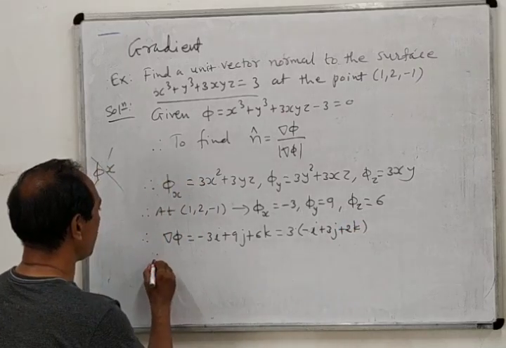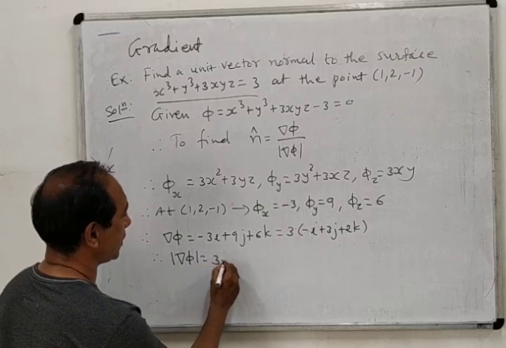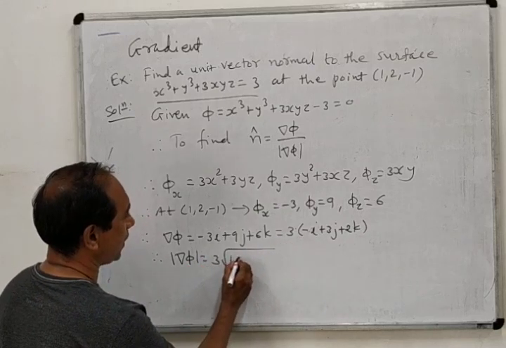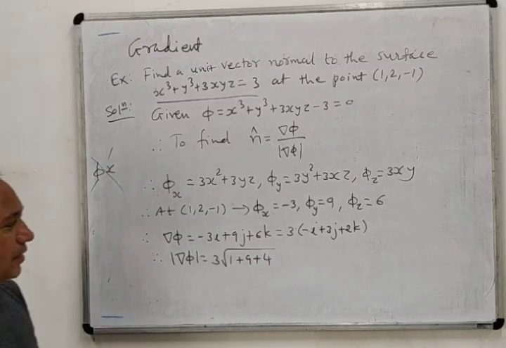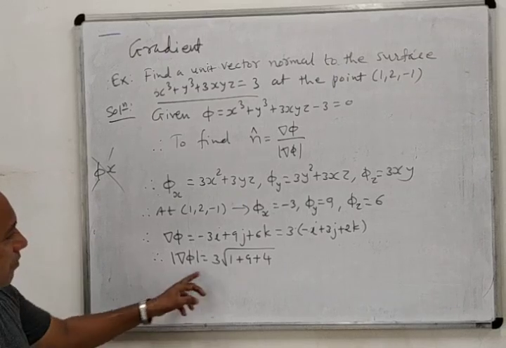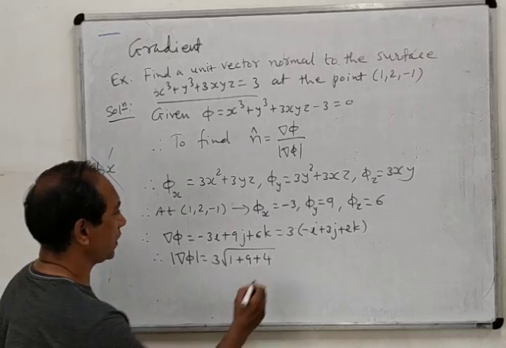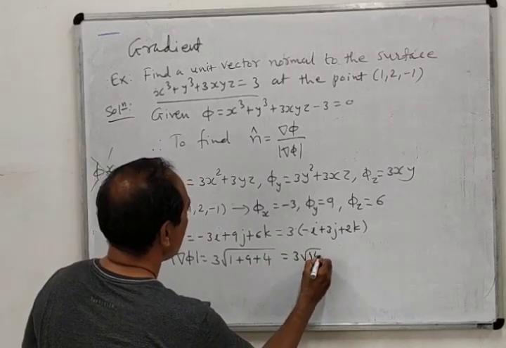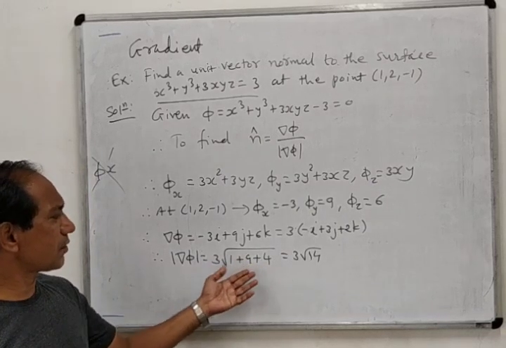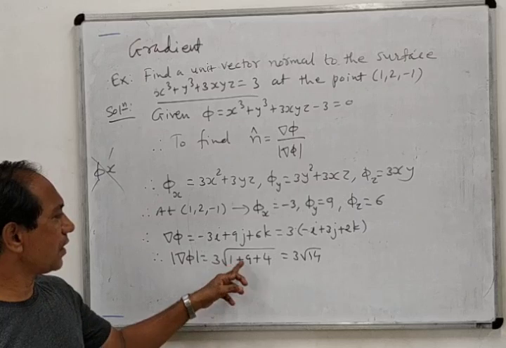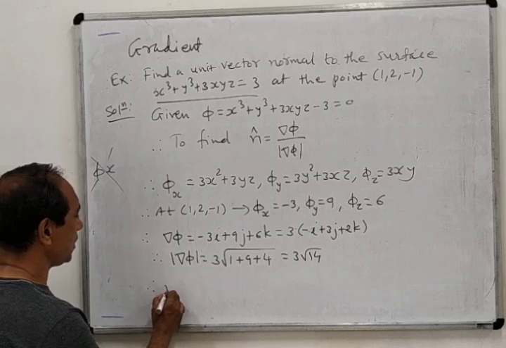Therefore modulus gradient phi is nothing but 3 remaining as it is, and square root of minus 1 square, that is 1, 3 square, that is 9, plus 4. Here i, j, k will be removed because modulus is a scalar quantity. So 9 plus 1 is 10, 10 plus 4 is 14, so it is 3 root 14. Actually we have written 3 directly because if we had involved 3 inside the square root, it would have been 9 everywhere. So we can take 9 common, and ultimately we get it as 3 only.